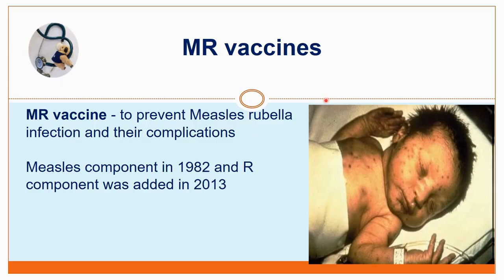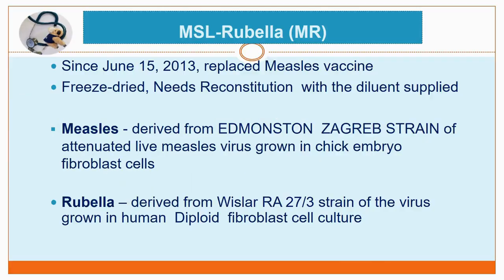Starting with MR vaccine. MR vaccine is introduced to prevent measles, rubella infection and their complications. As all of you know, measles and rubella have very bad life-threatening complications, so it's very necessary to control these diseases. The measles component was introduced in the Nepali schedule in 1982 and the rubella component was added in 2013. On June 15th, 2013, the measles vaccine was replaced by MR vaccine in the Nepal immunization schedule.